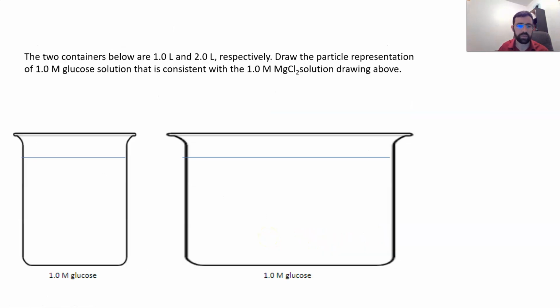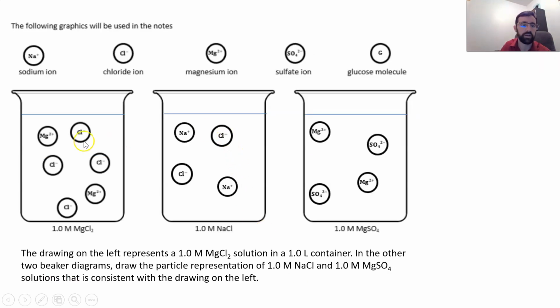Let's do another one. In the 2 containers below, we have 1 liter and 2 liters respectively. We're going to draw particle representations of a 1 molar glucose solution that's consistent with the 1 molar magnesium chloride solution drawing above. So going back up, for 1 molar solution we had 2 magnesium ions.